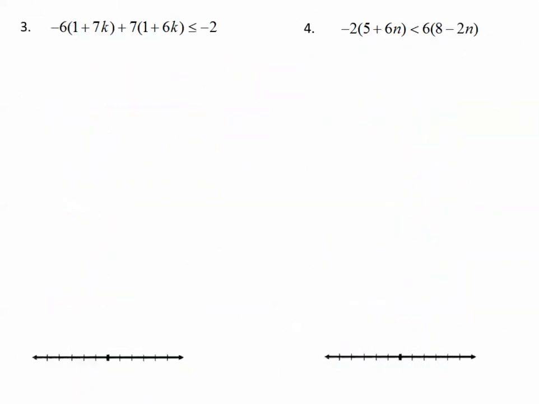Number 3. Negative 6 times the quantity 1 plus 7k plus 7 times the quantity 1 plus 6k is less than or equal to negative 2. Similarly to how we did the other one, we can distribute this negative 6 and we can distribute this positive 7 first. Negative 6 times 1 is negative 6. Negative 6 times 7k, negative 42k. Plus 7 times 1 is 7. And 7 times 6k is positive 42k. Less than or equal to negative 2.